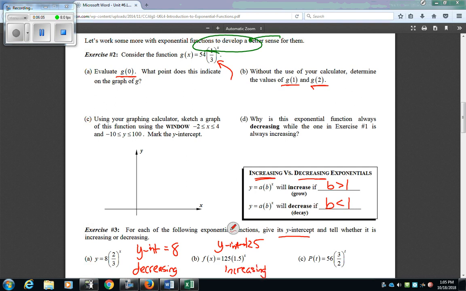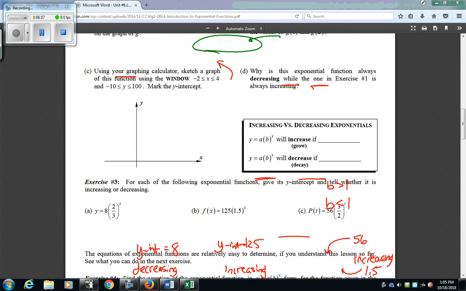They try to trick us on C. Well, the y-intercept, like we just talked about, will be 56, and this one will also be increasing. It's not decreasing just because it's a fraction, because this fraction, 3 over 2, would be the same as 1.5 if you divide it in the calculator. So if you're not sure if the fraction is above 1 or below 1, you can use the calculator to divide it. That's the big ideas behind this assignment.